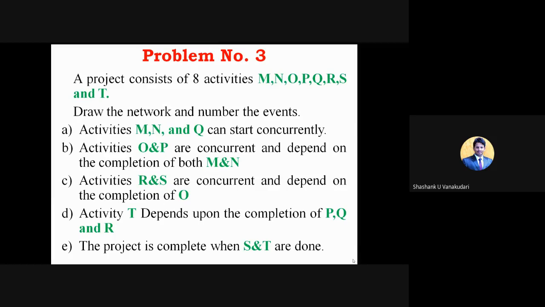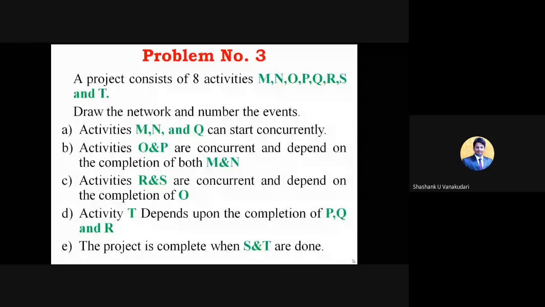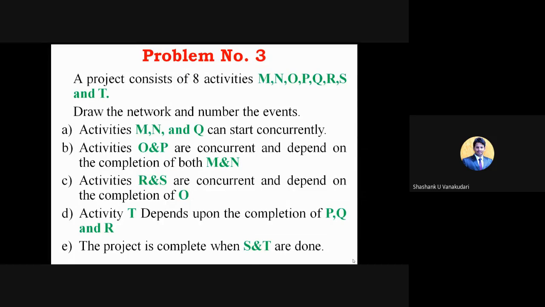The third condition: activities R and S are concurrent and dependent on the completion of O. Where exactly the O activity is finished, that time you can start R and S, and simultaneously R and S are going to start. The fourth condition: activity T is dependent on the completion of P, Q and R. So T is the successor activity for P, Q and R, or P, Q and R are predecessor activities for T.